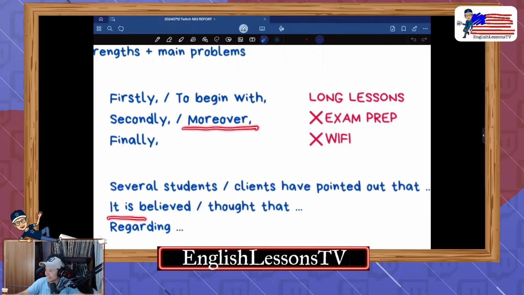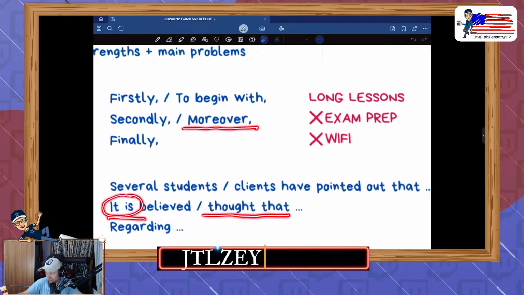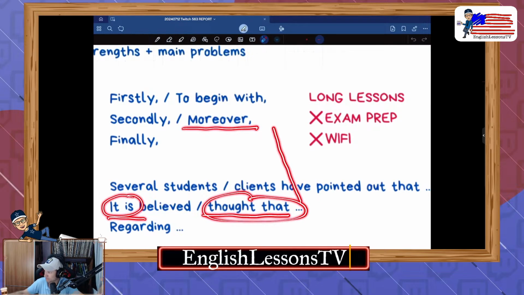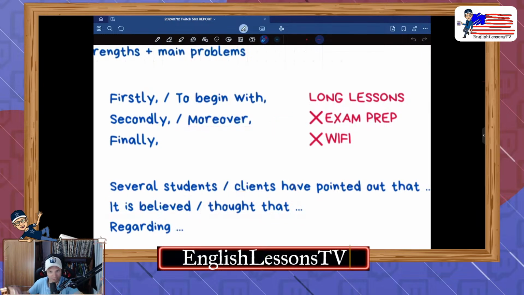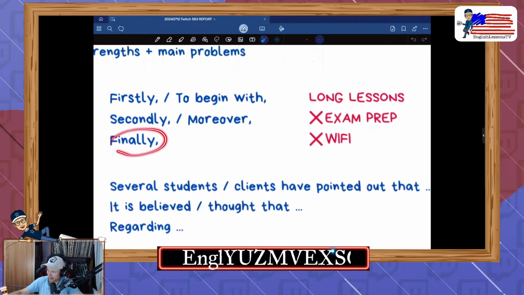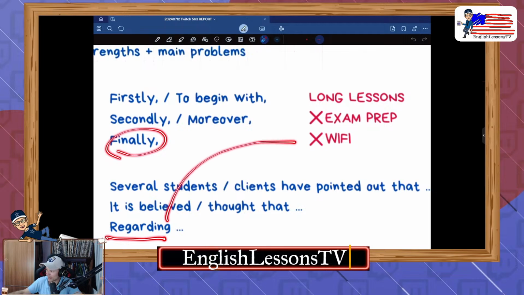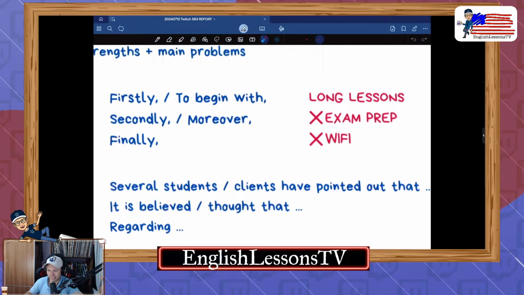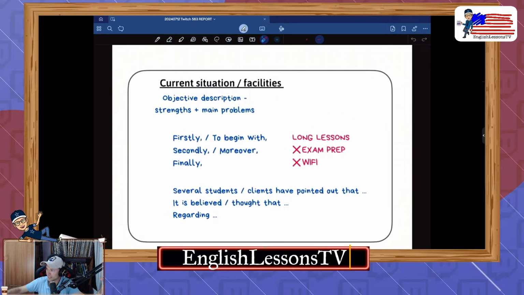So to begin with, several students have pointed out that lessons are long. Moreover, it is thought that, as you can see, it's passive voice, it is thought that exam preparation is a strong point that this school should have, because the students complain that they don't feel ready for exams. And finally, regarding Wi-Fi, students complain that they have no connectivity at all. So that would be the current situation. And then let's see how we can solve each of the points.